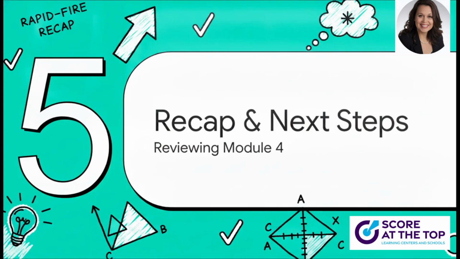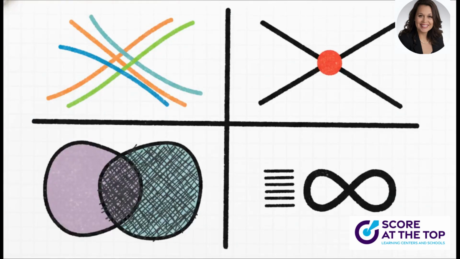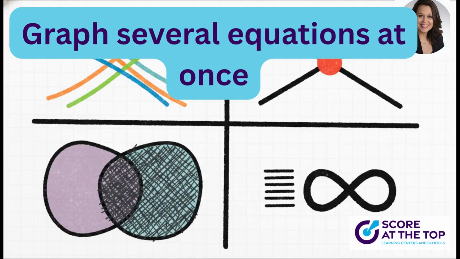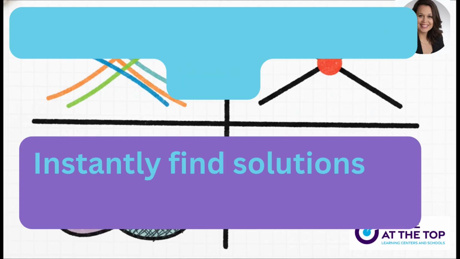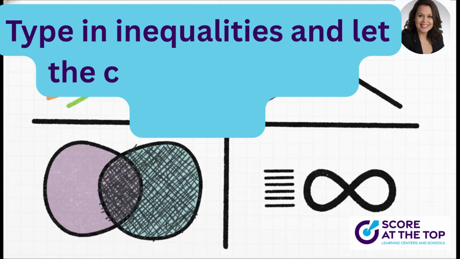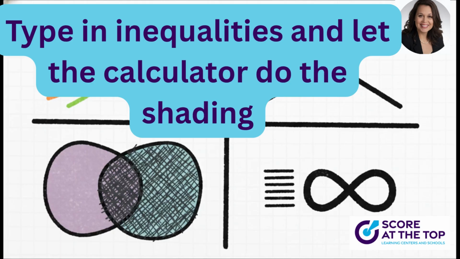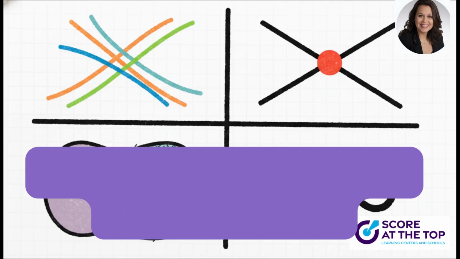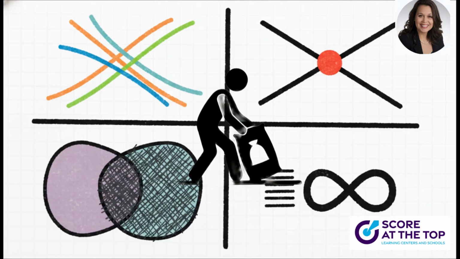All right, let's wrap this up with Section 5, recap and next steps. Let's do a really quick run-through of the 4 core skills you just mastered. First, you know how to graph several equations at once by giving each its own line. Second, you can instantly find solutions just by clicking that gray intersection point. Third, you can type in inequalities and let the calculator do the shading to find that overlapping solution set. And finally, you can instantly spot whether a system has 1, 0, or infinite solutions just by glancing at how the lines behave. See, the calculator truly does the heavy lifting for you.